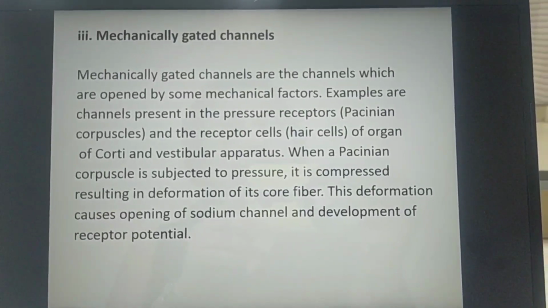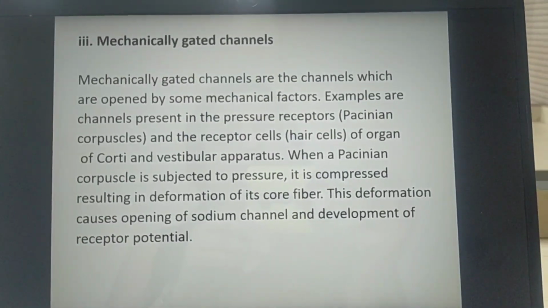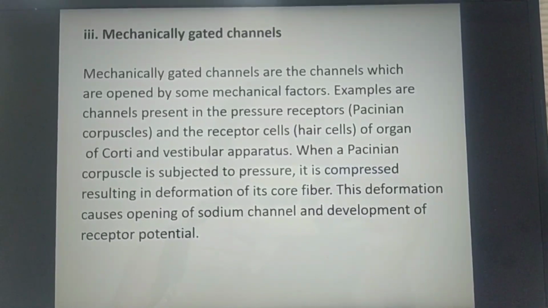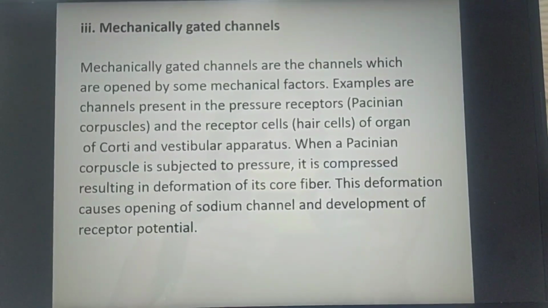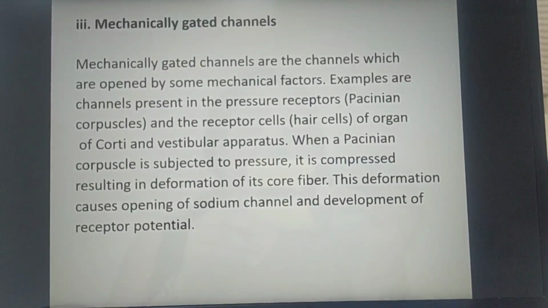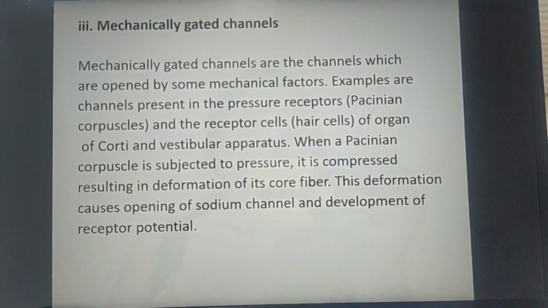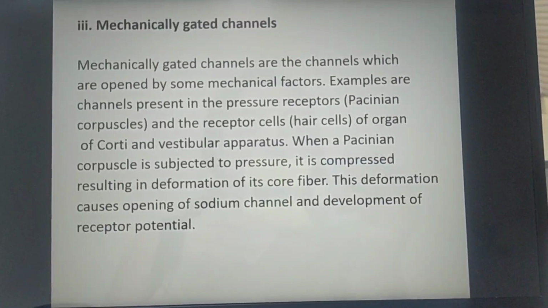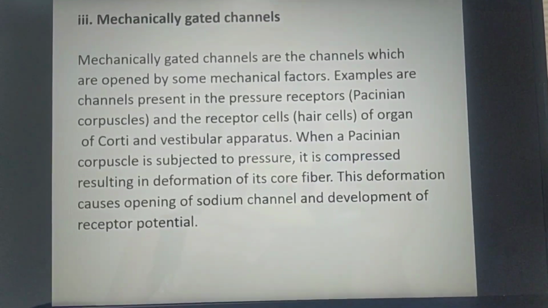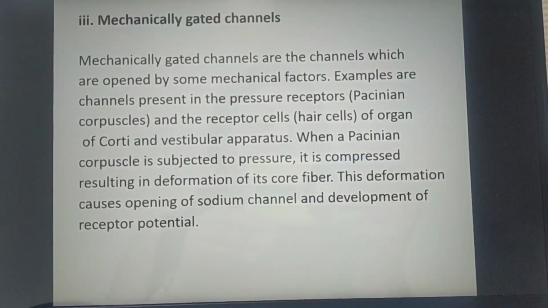Third type of channels is the mechanically gated channels. Mechanically gated channels are the channels which are opened by some mechanical factors. For example, channels present in the pressure receptors, which are Pacinian corpuscles, and the receptor cells, which are the hair cells of organ of Corti and vestibular apparatus.